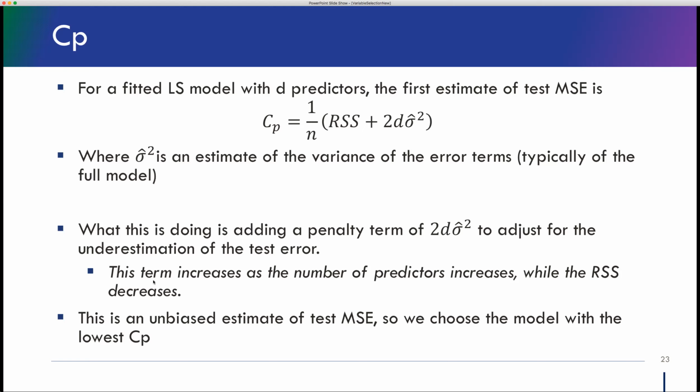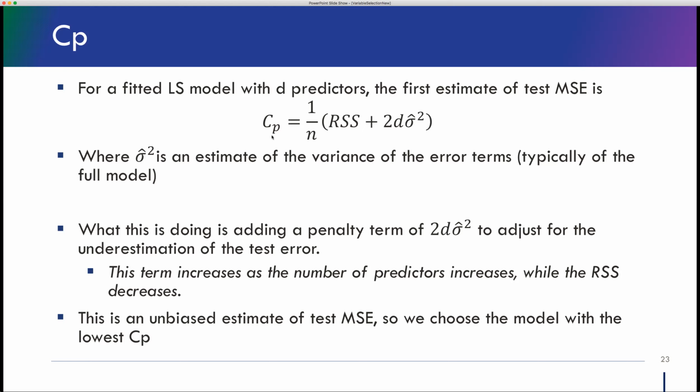And also you can tell this penalty term would increase as the number of predictors increase. So the larger D, the larger this term will be, right? And we know when we increase the number of predictors, the residual sum of squares term will decrease. So this one will go up, this one will go down. It's a trade-off between these two, right?